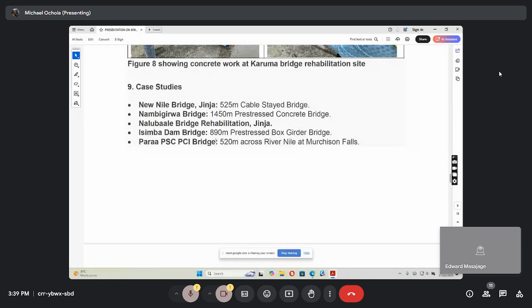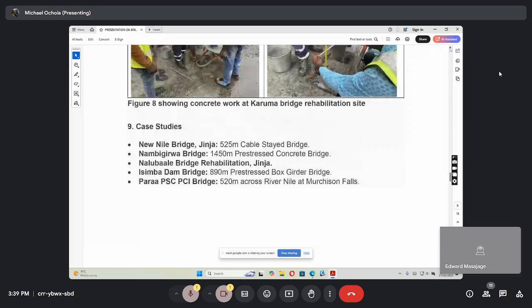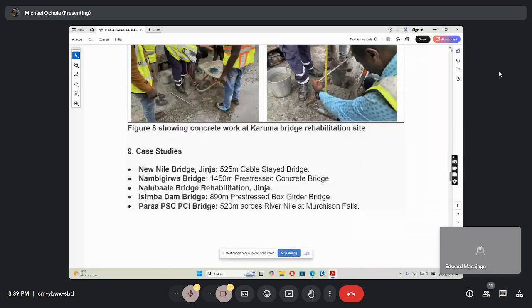So we have a Simba Bridge. We have already seen the 890 pre-stress box girder. I told you there are two types of pre-stress. You are going to see which one. You have post-tensioning and pre-tension. Even post-tensioning has external tendons and internal tendons. And then you understand. So we shall also understand that.